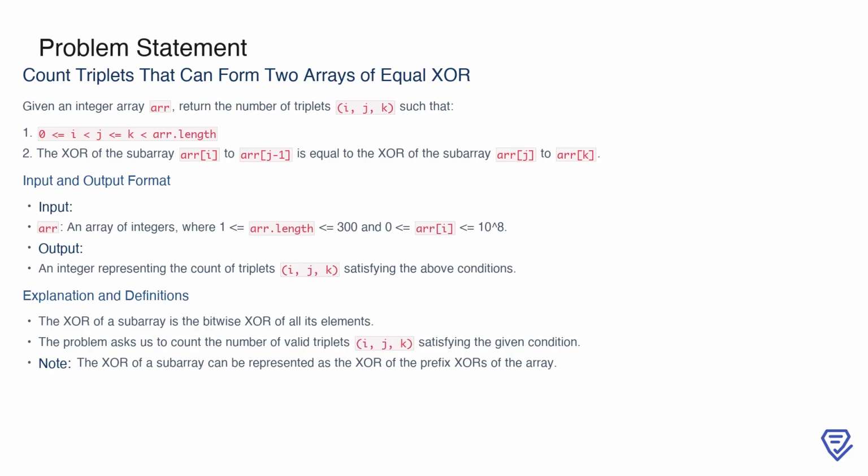The XOR operation, which stands for exclusive OR, is applied element-wise across the subarrays. For example, the XOR of a subarray [a, b, c] is calculated as a XOR b XOR c. The input to the problem is an integer array ARR, and we need to return an integer representing the count of such valid triplets. The problem also notes that the XOR of a subarray can be derived using prefix XORs, which can help simplify our calculations. This observation will be key to solving the problem efficiently.